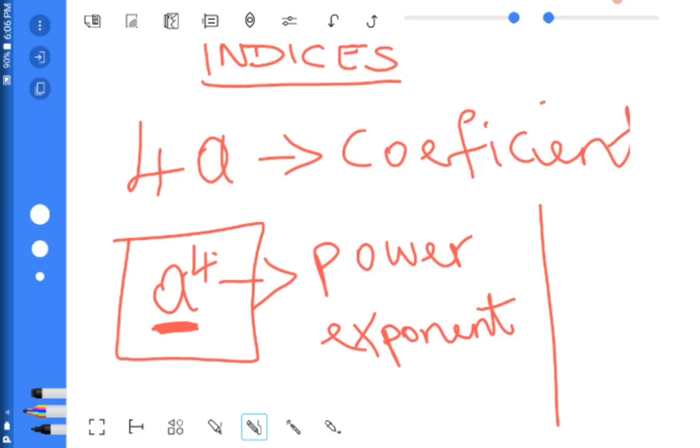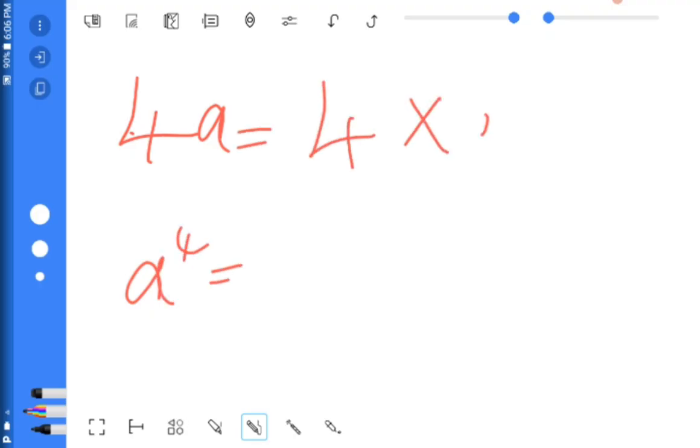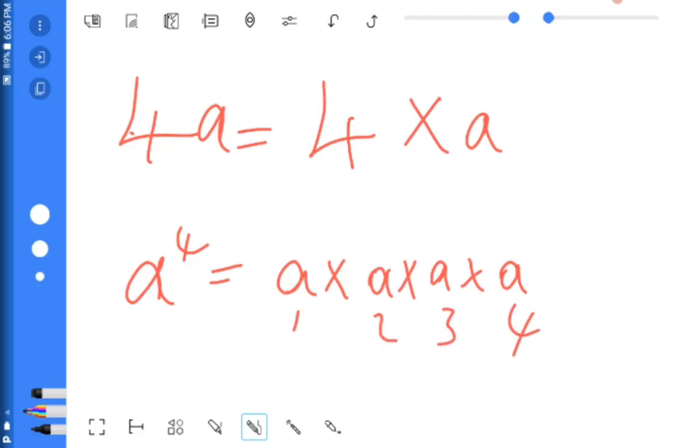Also, among other things, we have 4a and a to the power 4. I want you to know that 4a simply means 4 times a. But a to the power 4 means a multiplying itself 4 times. 1, 2, 3, 4. So you have a times a times a times a, up to 4 times. That is what makes a to the power of 4.